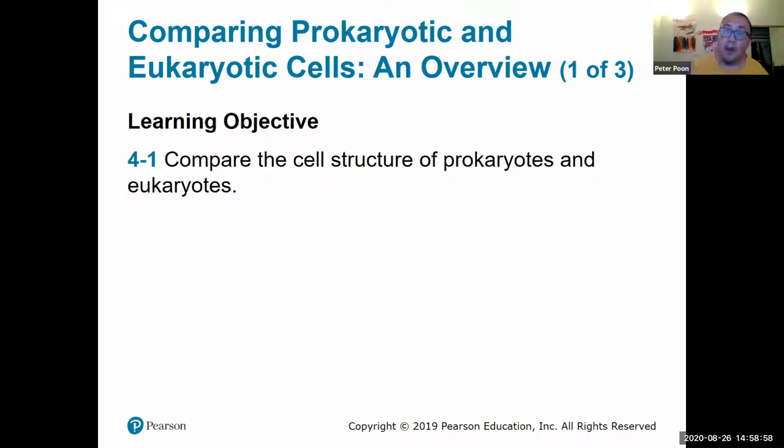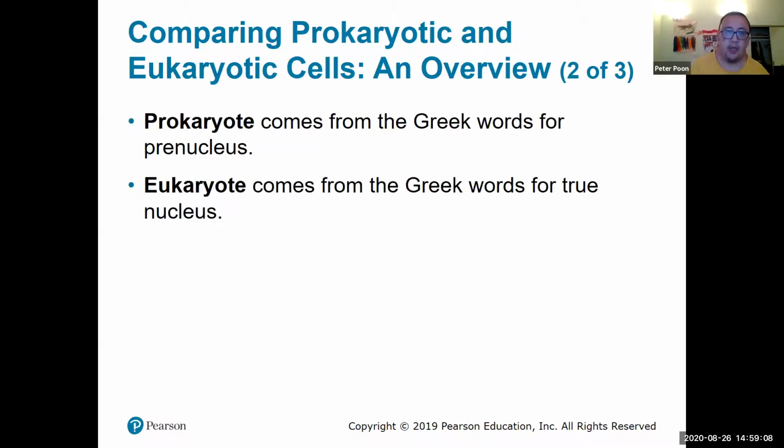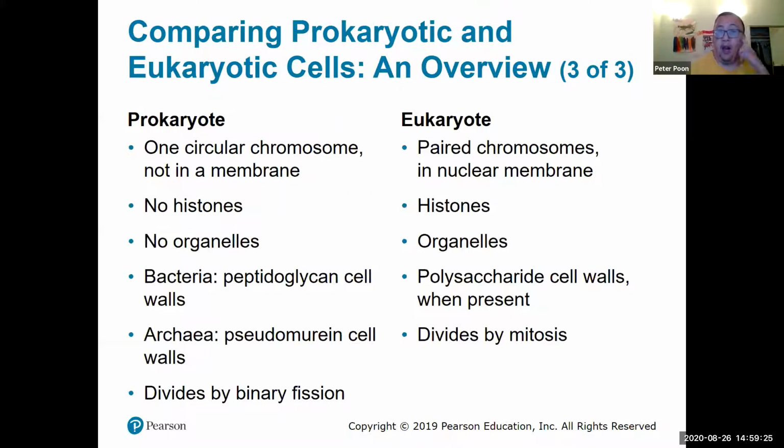The major learning objective of this chapter really is to understand what a prokaryote is and what a eukaryote is, and understand the differences between the two. Prokaryote, on a very superficial level, comes from Greek words for pre, and karyote, nucleus. Eukaryote, true nucleus, so it has a nucleus.